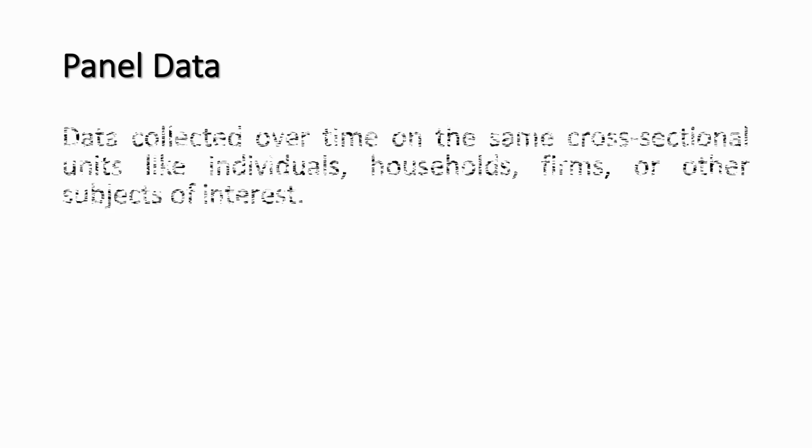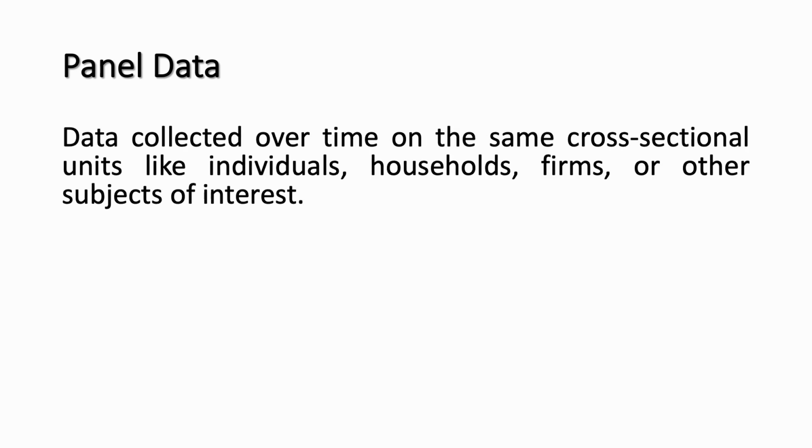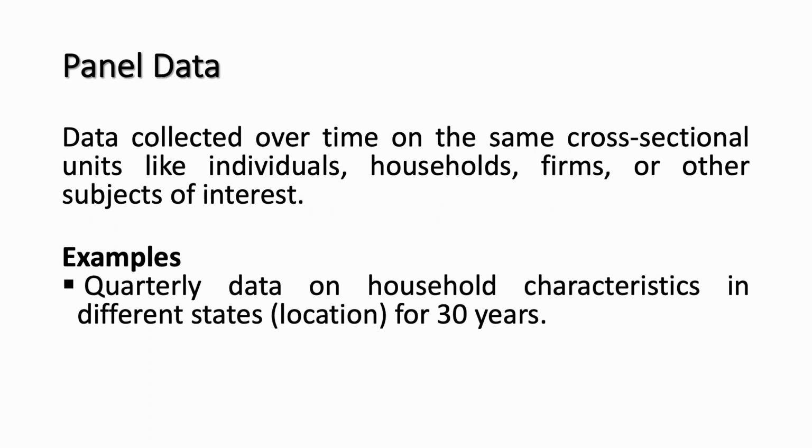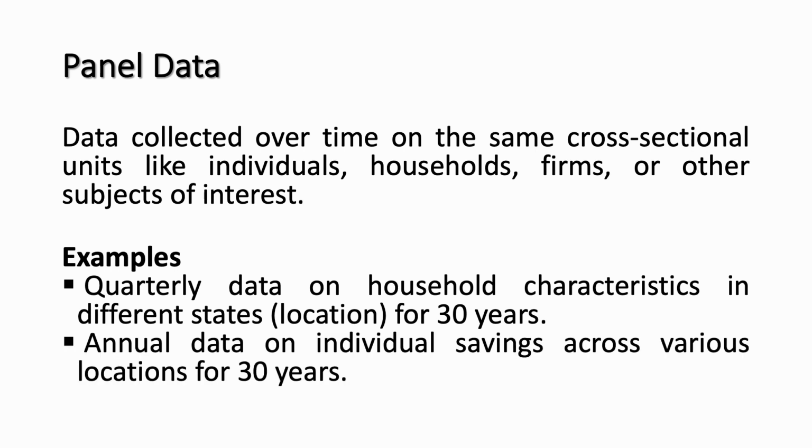Panel data. This refers to data collected over time on the same cross-sectional units like individuals, households, firms, or other subjects of interest. Examples: quarterly data on household characteristics in different states for 30 years, or annual data on individual savings across various locations for 30 years. Also, note that panel data is known as longitudinal data or cross-sectional time series data.